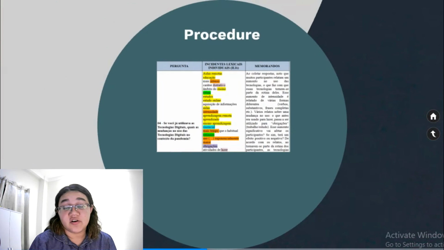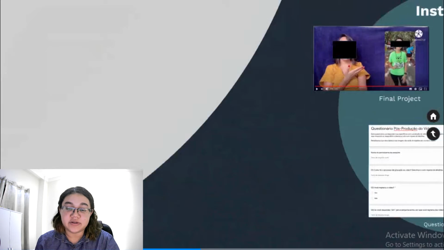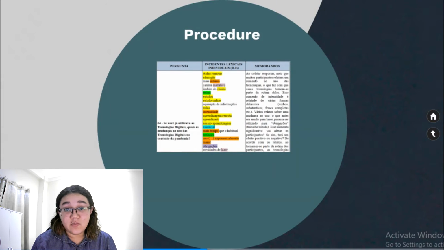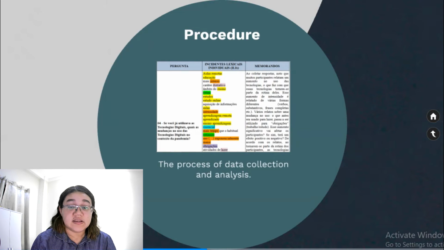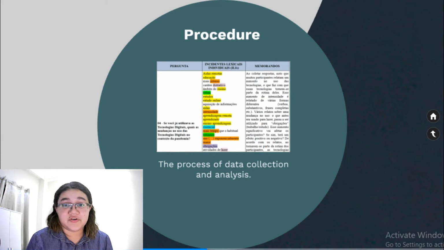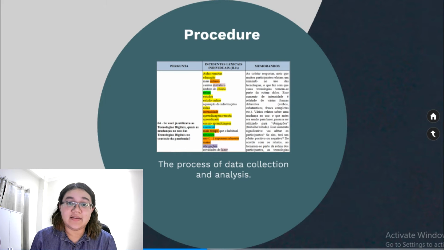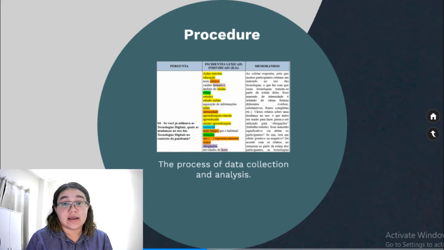For the procedure of our research, at first, we asked students to answer questionnaire 1, which had questions related to their familiarity with digital technologies, and it also asked if students already had experience with any type of video recording. As students answered questionnaire 1, we collected the data from their answers and added them to this table that we created.